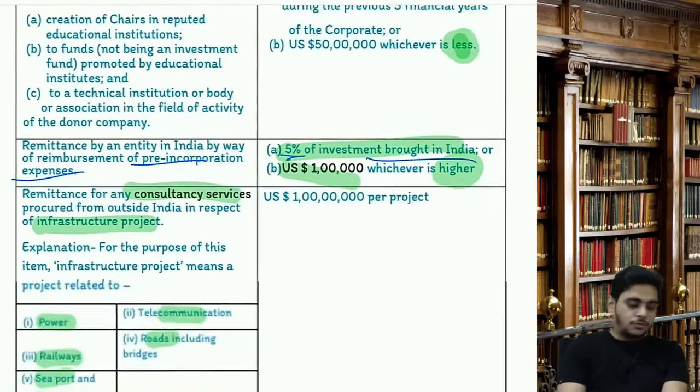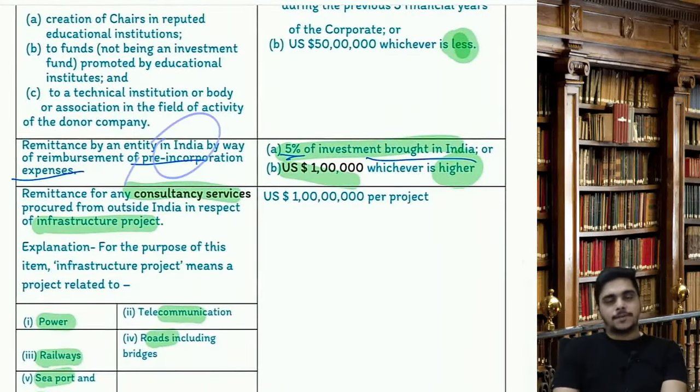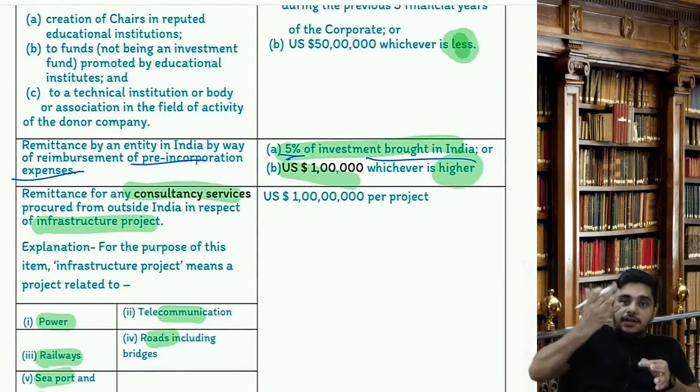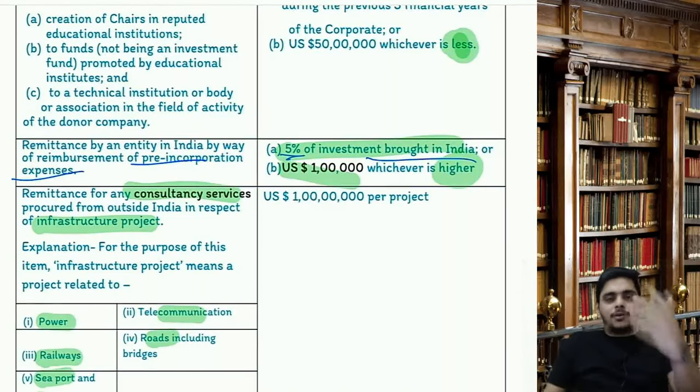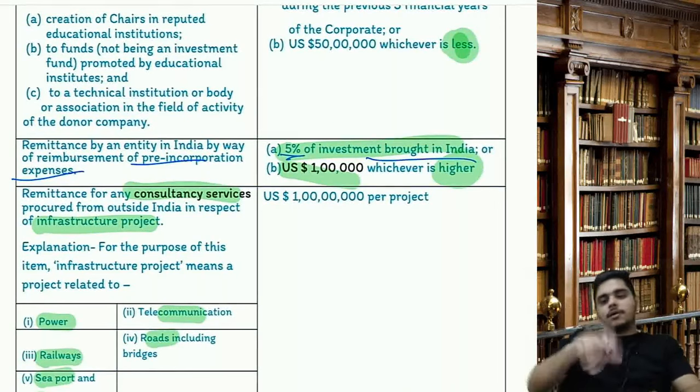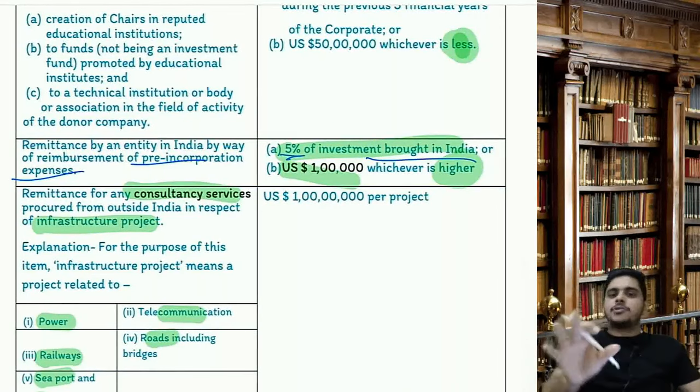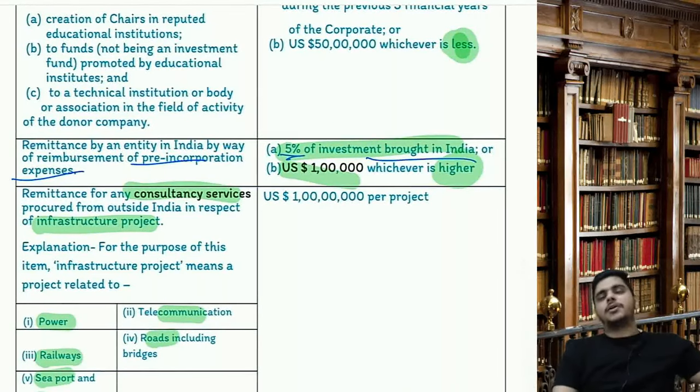Okay. Number two, reimbursement of pre-incorporation expenses. How much can you give? 5% of inward remittance or $1,00,000, whichever is higher. Always remember, donation has to be less; the rest, both the limits are higher. Up to this limit you can give. If you go beyond the limit, you require RBI approval. However, approval is not required if the payment is made out of RFC or EFC.